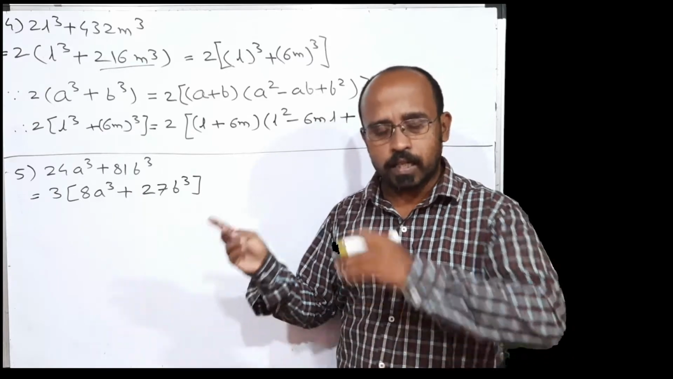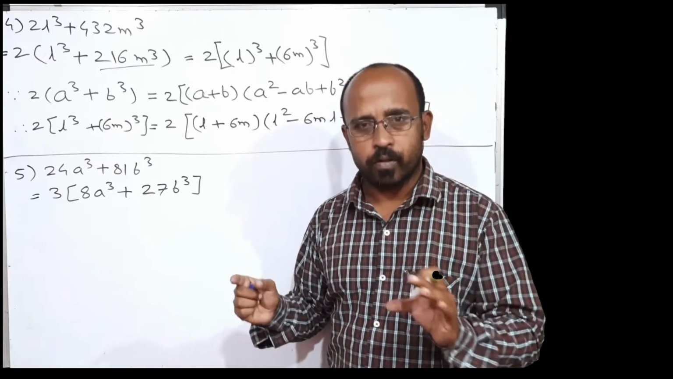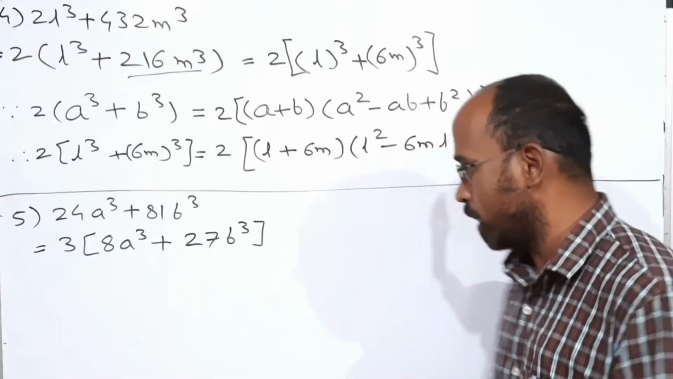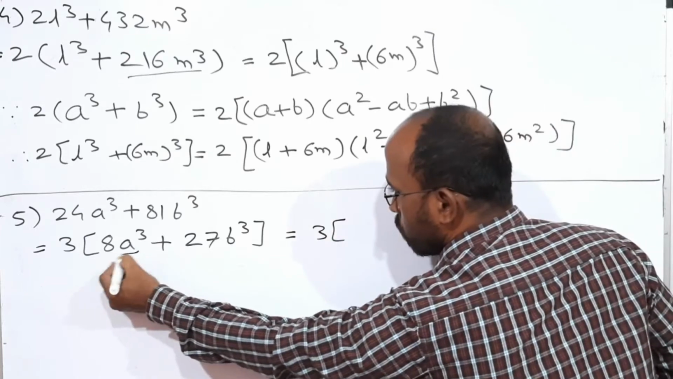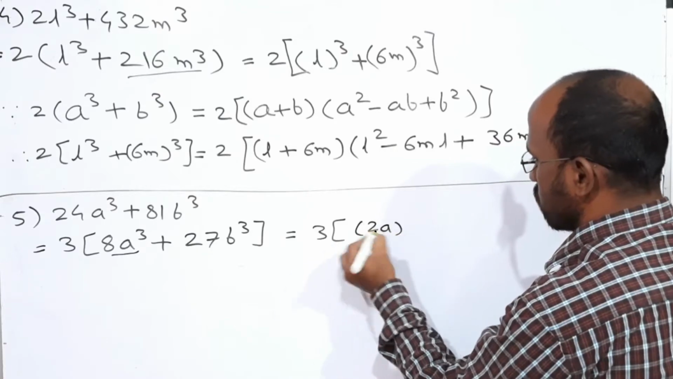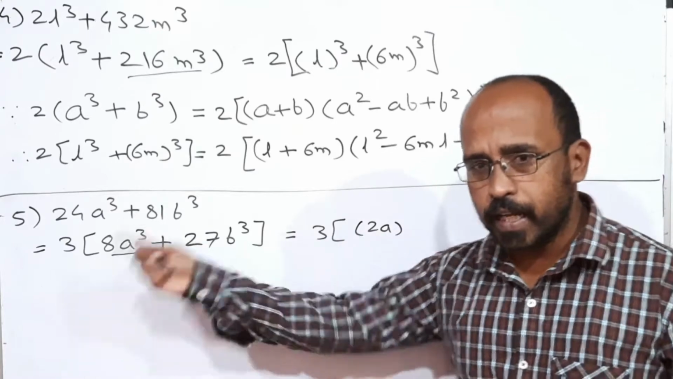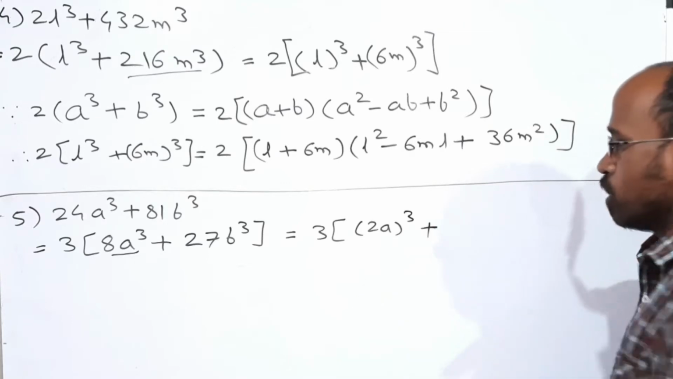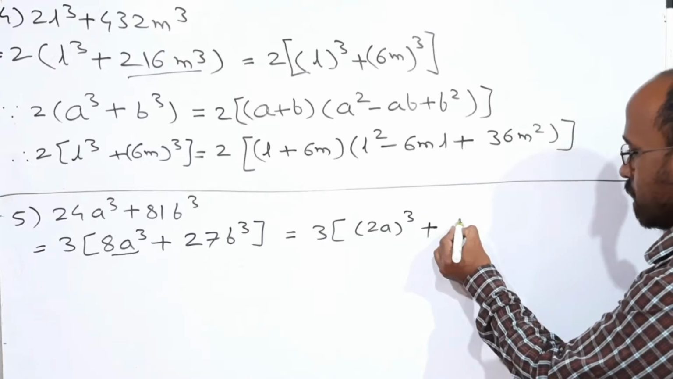Now these two, are they perfect cube numbers? Yes. If they weren't, then again we may find something common, but these are perfect cube numbers. So what we have to do? Find out their cube roots. So cube root of 8a cube is 2a. Hence we can write this as equal to 3 multiplied by cube of 2a, right? Cube root of 8a cube is 2a, therefore 8a cube is nothing but cube of 2a. Plus cube root of 27b cube is 3b.